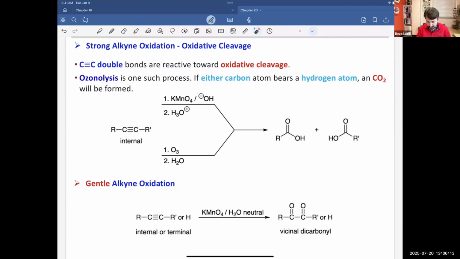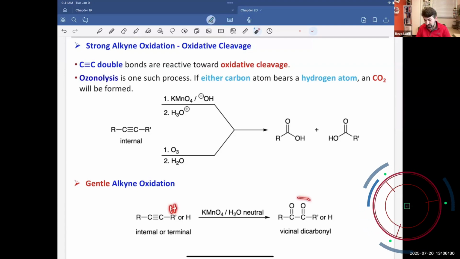The molecule can have an internal triple bond, or it can be terminal. That means this R is going to be H, and in that case, it will be a terminal alkyne. In both conditions, whether it's internal or terminal, the product will be two adjacent carbonyl groups.